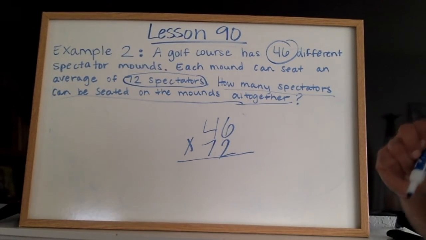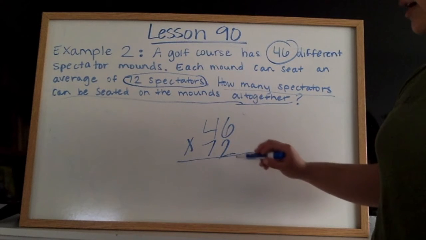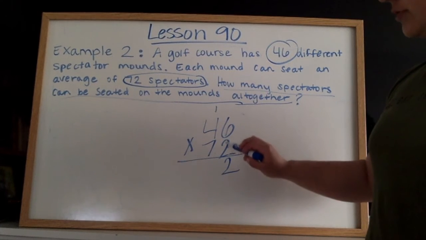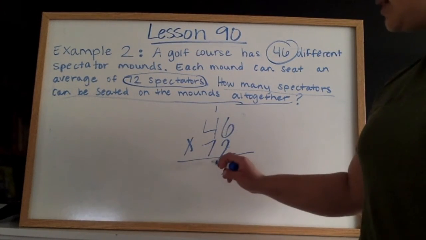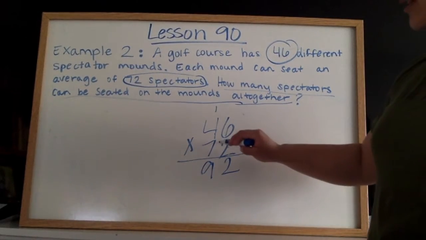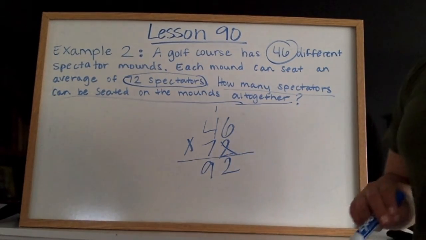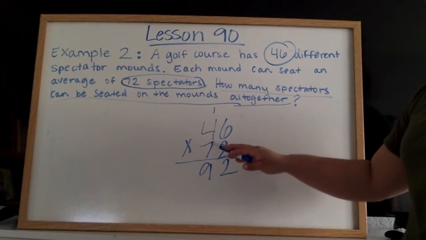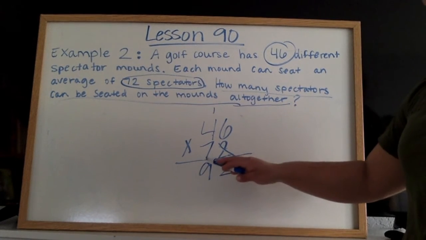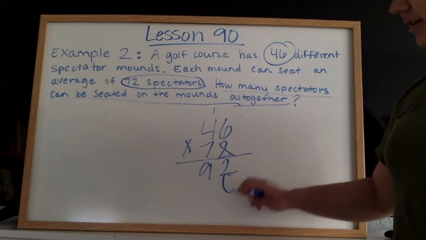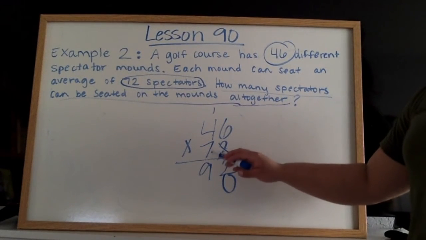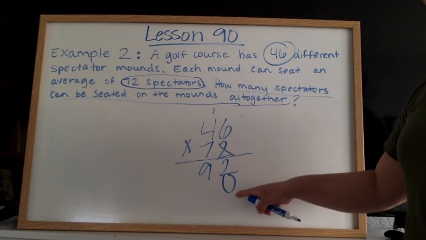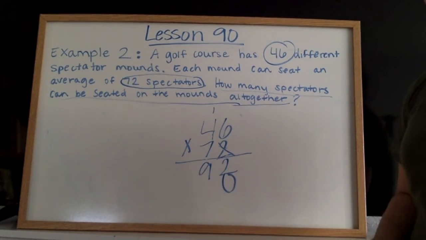Okay, I'm going to start with the 2. 2 times 6 is 12. Carry the 1. 2 times 4 is 8, plus 1 is 9. Now I'm done with this 2. So now I'm going to move over to the tens place with this 7. So it's actually like I'm taking 46 times 70. So I do need to put my 0 down here because we're multiplying it by 70, not 7. But since we have the 0 here, we can just multiply it by the digit 7 now.